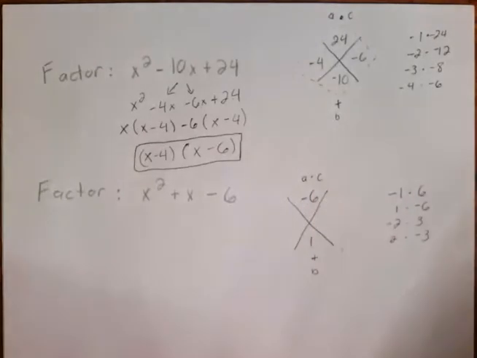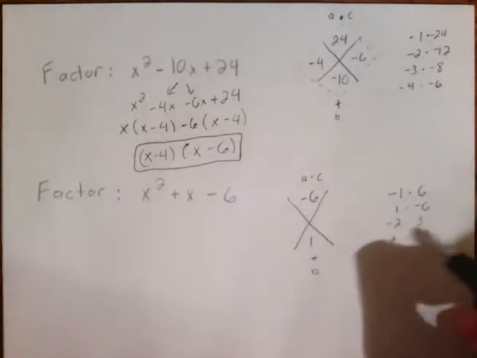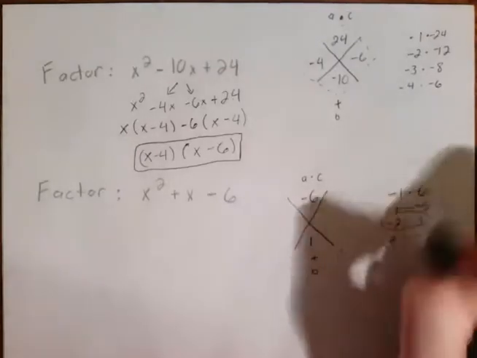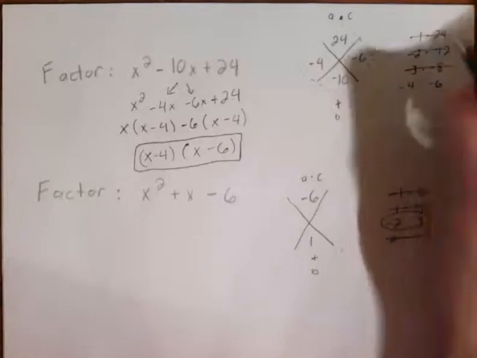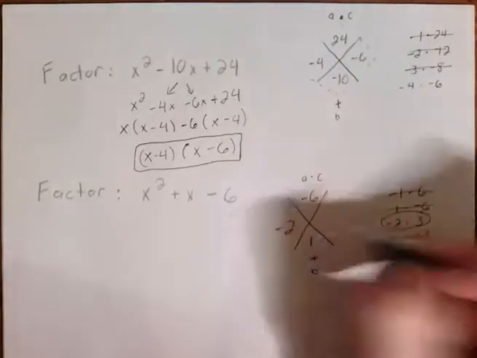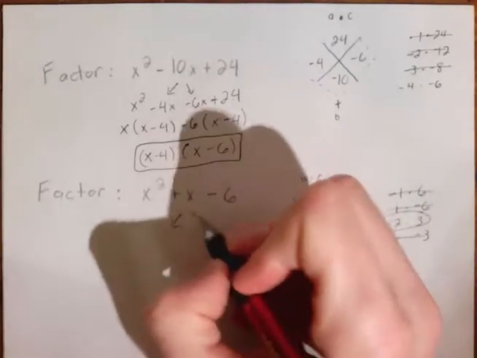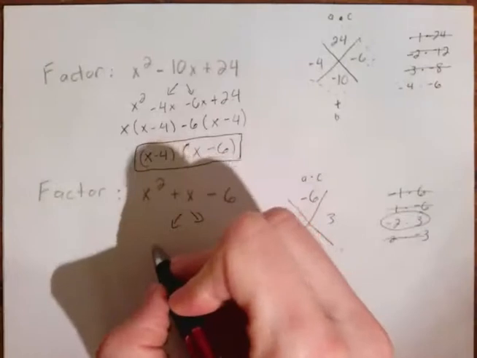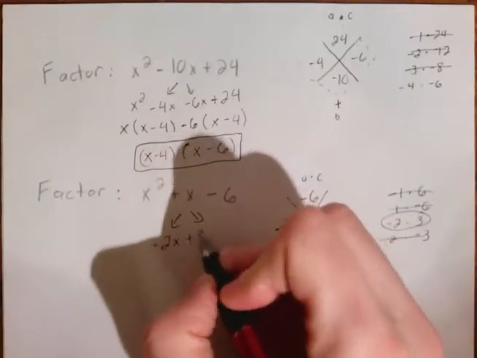Looking through that list, the combination of numbers that would add together to give me a positive 1 are going to be these two right here. So I can ignore everything else on that list. Just like up here, we could ignore everything else on this list once we've identified the two numbers that we're interested in. So I need a negative 2 and a positive 3. We use those to then break apart that middle number. So we're going to make that into two separate terms, a minus 2x and a positive 3x.